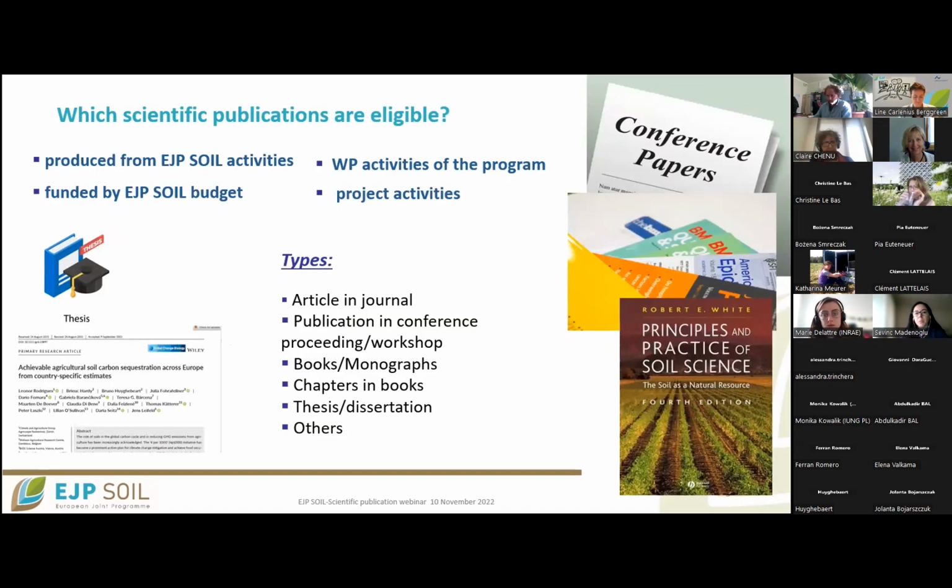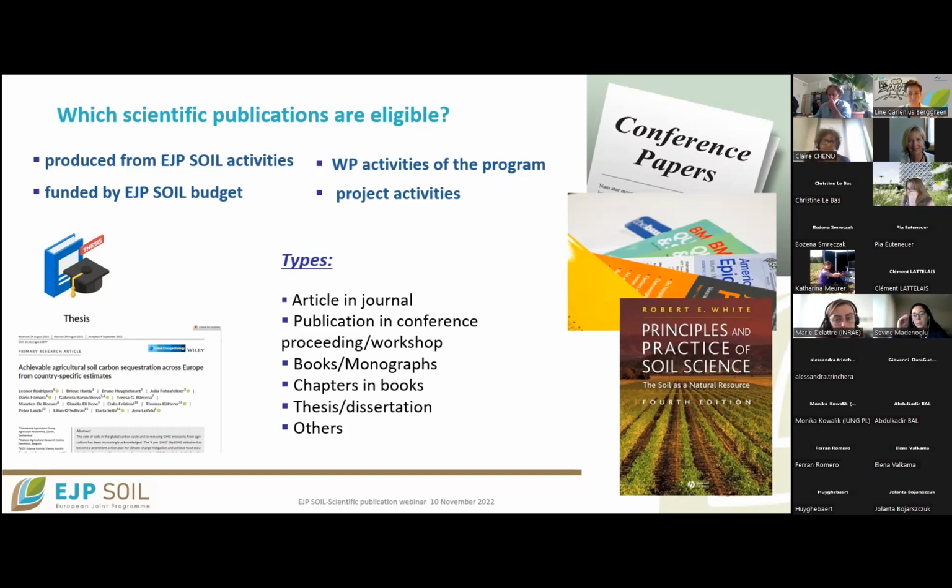Which scientific publications are eligible for EJP Soil? There are two main criteria here. The first is that the scientific publication should be produced from EJP Soil activities, or second, the scientific publication should be funded by the EJP Soil budget for eligibility. As you know, we have two main activity areas in the EJP Soil program. The first is work package activities. The second is project activities, from which we can produce scientific publications.